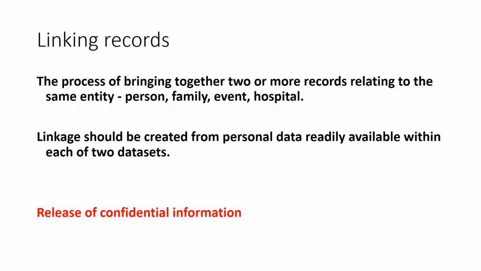So how do we do this? Well, matching these two tables, so matching the different entities in both tables is called record linkage. And this is the process of bringing together two or more records relating to the same entity, person, family, event, or hospital. Linkage should be created from any personal data readily available within each of the two datasets. So this requires the release of some confidential information because that allows you to identify individuals within either dataset.